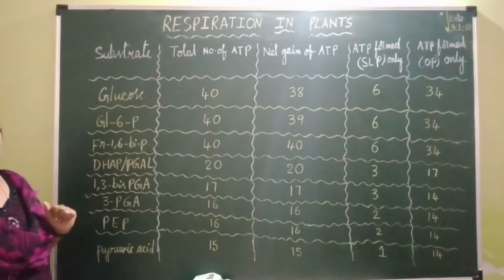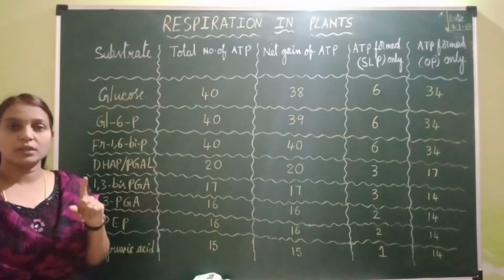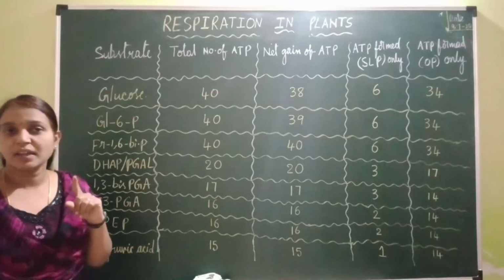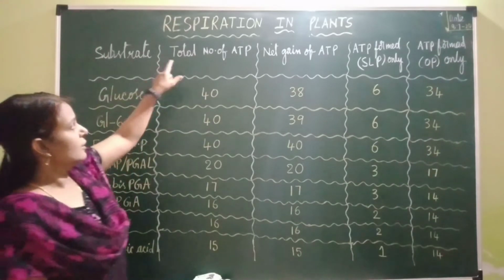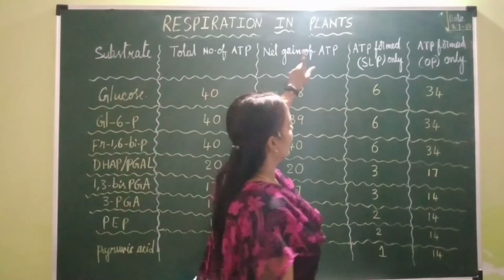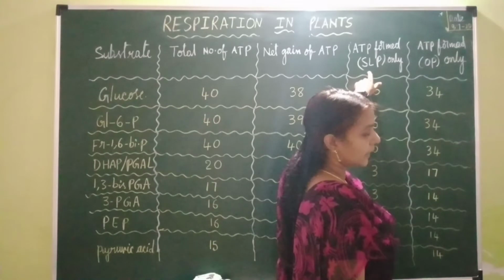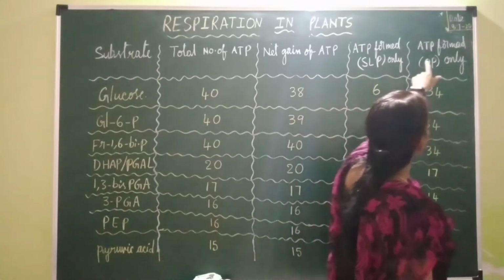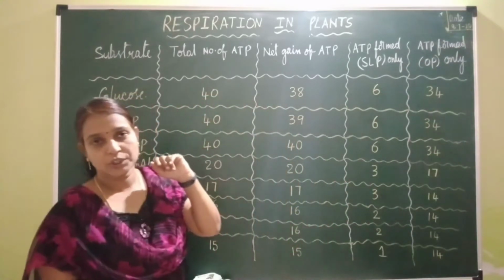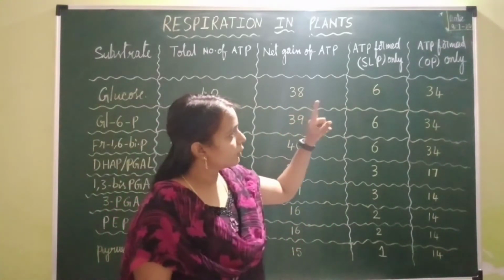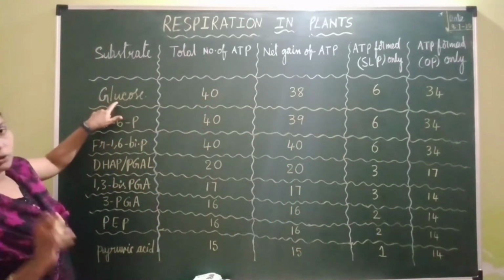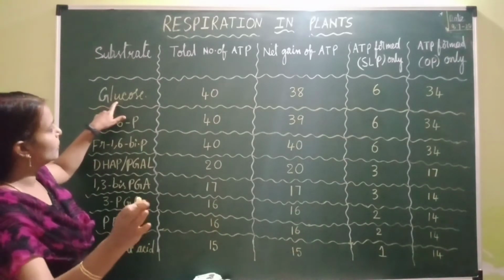Okay, so the question is, when one molecule of glucose undergoes oxidation through aerobic respiration, how many ATPs will be formed? Find the total number of ATPs formed, find the net gain of ATP, find the number of ATP formed through SLP only, and find the number of ATP formed through OP only. The SLP is substrate level phosphorylation, we already studied in previous videos, and OP is oxidative phosphorylation. Okay, let's find. So, one molecule of glucose undergoes complete oxidation through aerobic respiration.